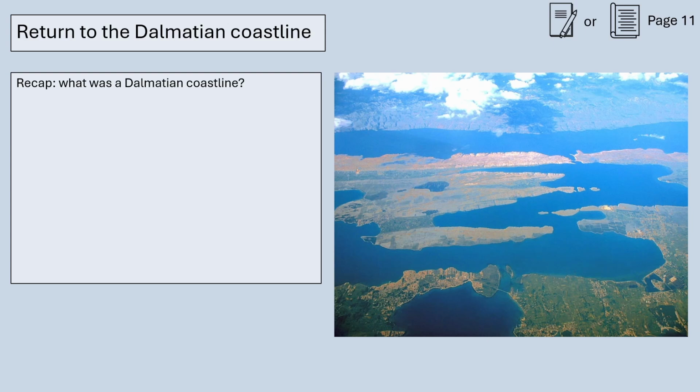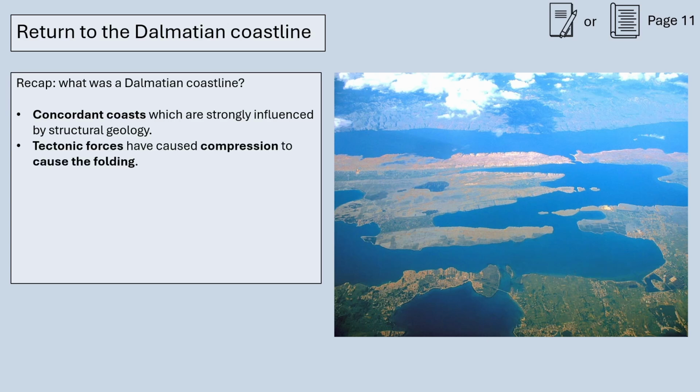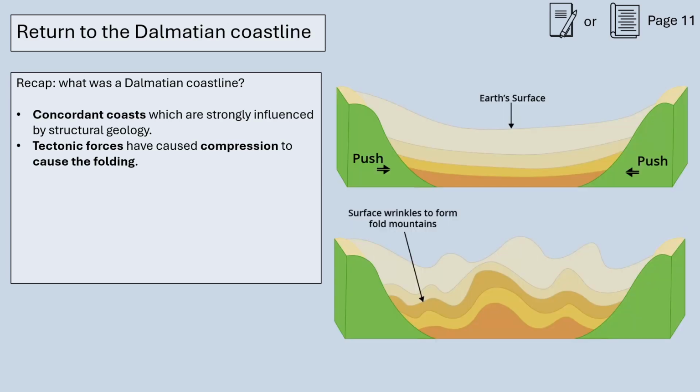So a quick recap then. A Dalmatian coastline is a type of concordant coastline, and they are strongly influenced by structural geology. Tectonic forces have caused compression to cause folding, so when plates are moving, stress is applied to layers of rock, causing them to buckle and fold to form fold mountains, just like we discussed during tectonics.